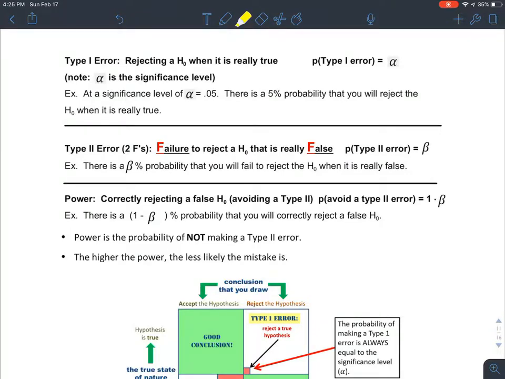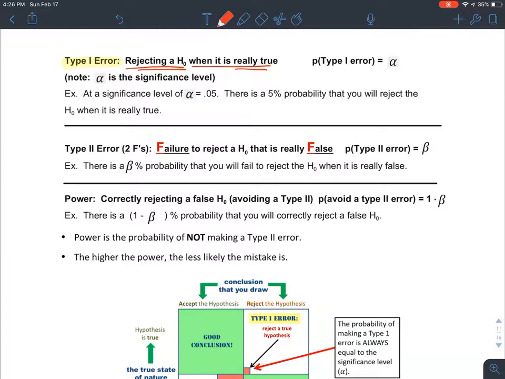Okay, the last part of these notes revisits this idea that we talked about at the end of section 9.1, which is what a type 1 error is and what a type 2 error is. And we had mentioned earlier that a type 1 error is any time that you are rejecting a null hypothesis when, oops, that null hypothesis was actually true.